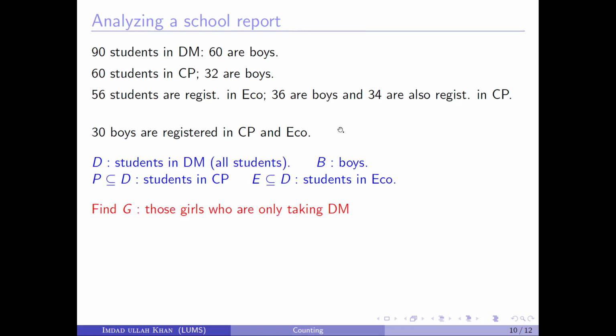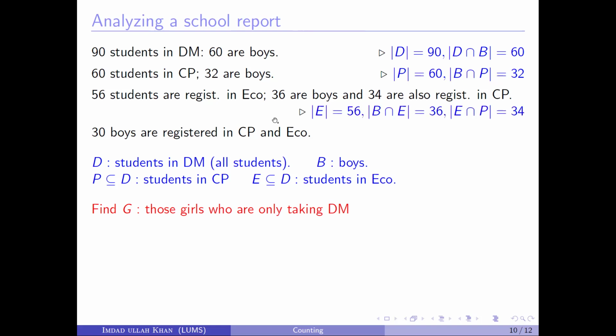So we try to work with the cardinalities. We start with the first line. The given information is that the cardinality of D is 90. And out of those 90 students, 60 are boys, which means the cardinality of D intersection B is 60. Now we go to the second line. This says the cardinality of the students who are enrolled in the programming course is 60. From within the programming course, 32 are boys. So that gives us another intersection and its cardinality.